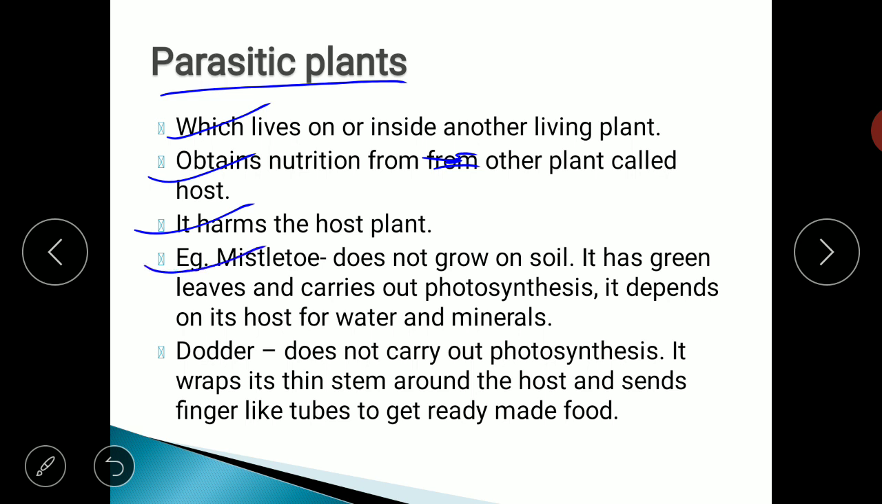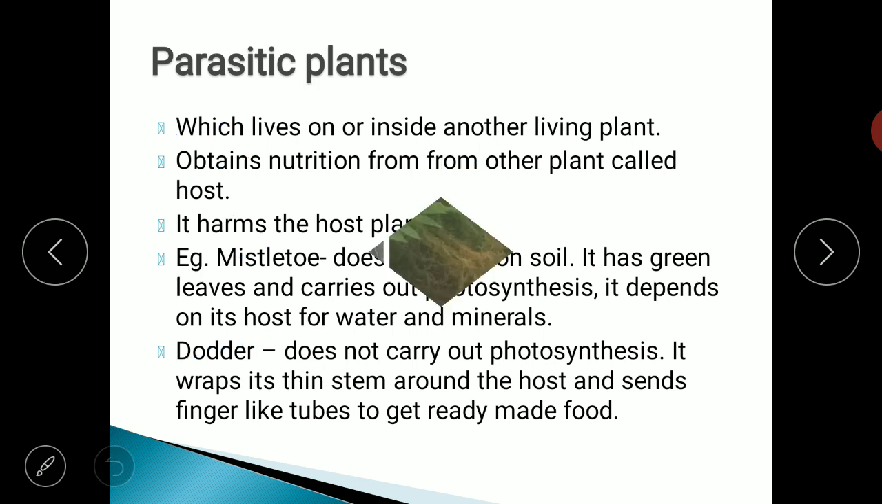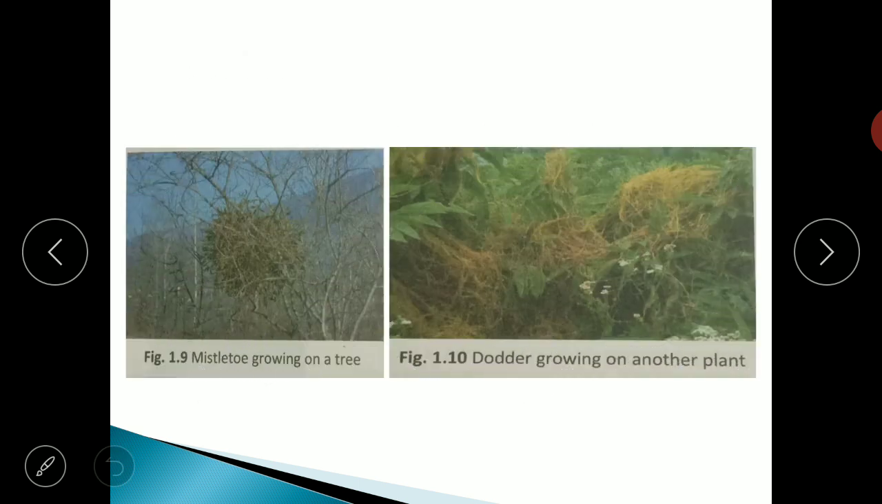Mistletoe, I have taken the picture of it, but I'll first explain what type of plant this is, and then I'll explain with the figure. Mistletoe and dodder, these both are parasitic types of plants. You can see over here the mistletoe. It is growing on the plant. The mistletoe does not grow on the soil.